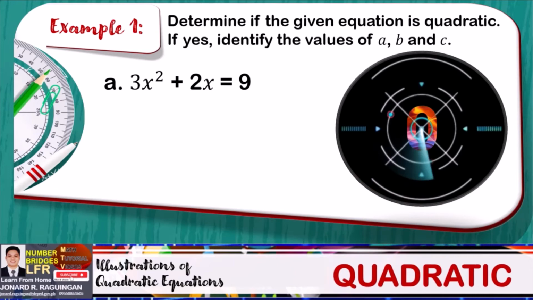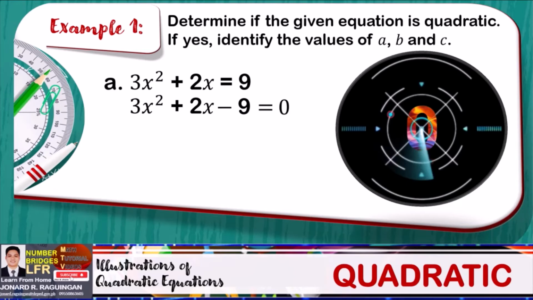To identify the values of a, b, and c, we must transform 3x squared plus 2x is equal to 9 into its standard form. Take note that the standard form of quadratic equation is in the form ax squared plus bx plus c is equal to 0. So copy 3x squared plus 2x. Applying the addition property of equality, add both sides by negative 9. That is negative 9 is equal to 0. Then it is already in the standard form.